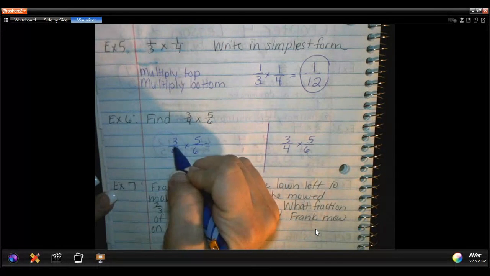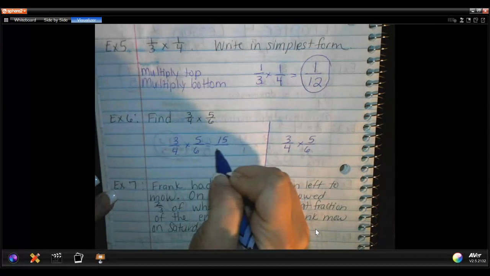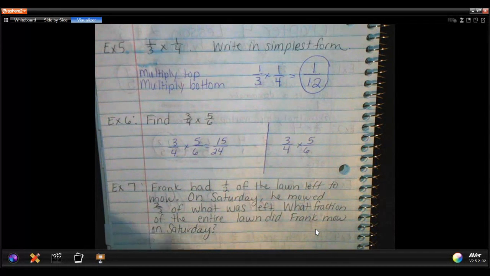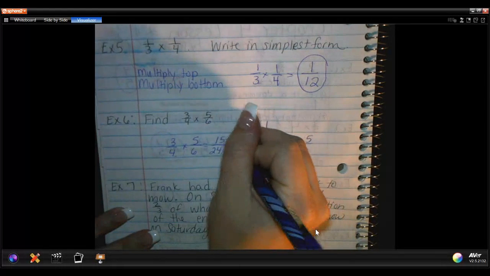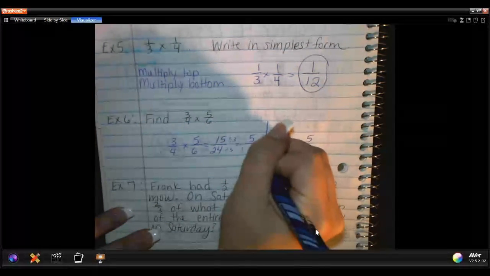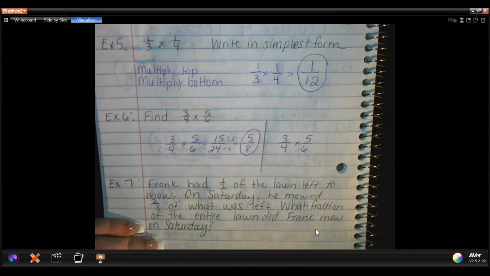Here I can multiply the tops. 3 times 5 is 15. 4 times 6 is 24. Okay. I know here 15 and 24 have a common factor of 3. So if I divided them both by 3 to simplify, I would get 5/8. So 5/8 is my simplified answer.